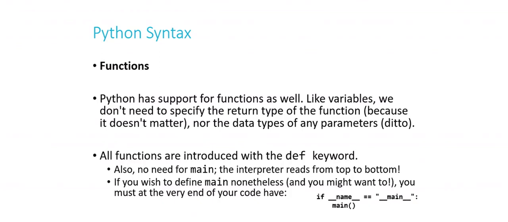If underscore underscore name underscore underscore equals quote underscore underscore main underscore underscore quote colon, and then tab in main parentheses. This is one of those things that you don't necessarily have to use, because if you write your code such that the first line is the first thing you want to happen, it's going to be fine anyway. But if you write it out of order, this is just one of those things you have to memorize. So defining a function, pretty straightforward.